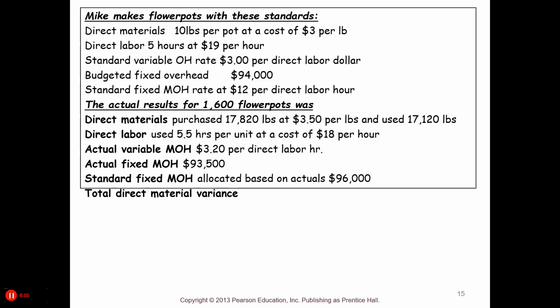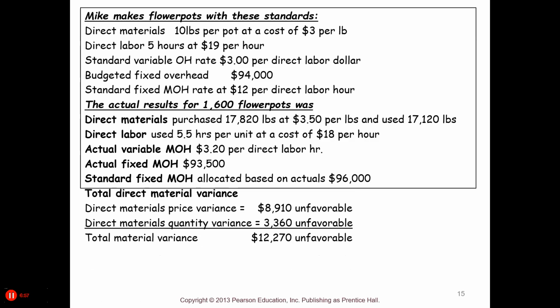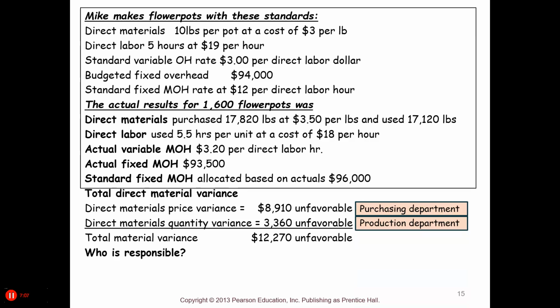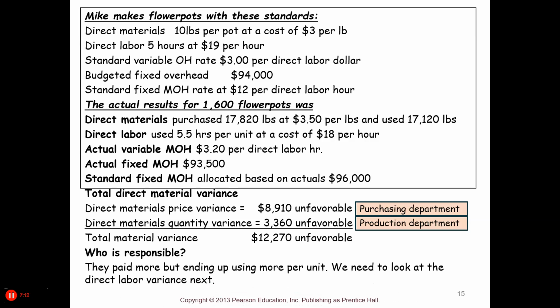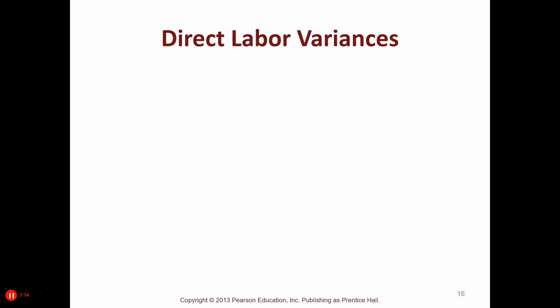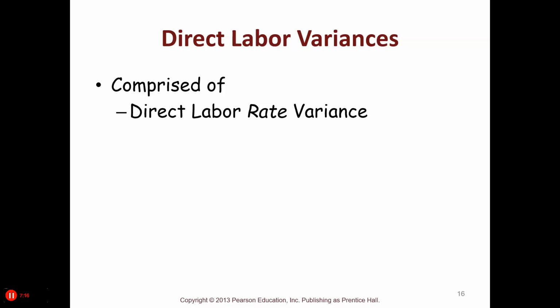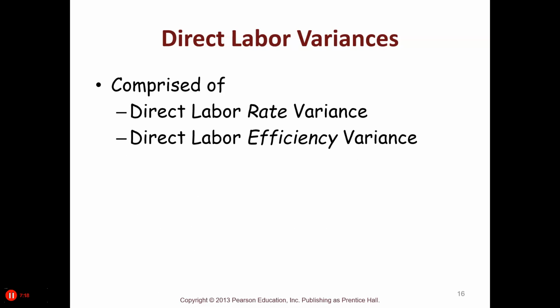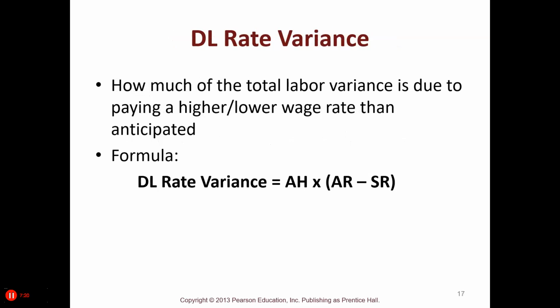Now, the total direct material variance is 12,270 unfavorable. Who's responsible? Well, you'd want to talk to the purchasing department for this and the production department for that. Now let's look at the direct labor variance. We have two, the direct labor rate and the direct labor efficiency variance.